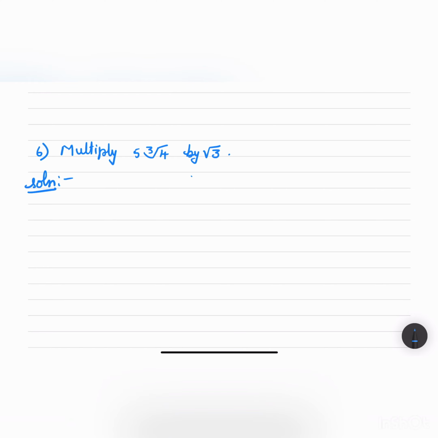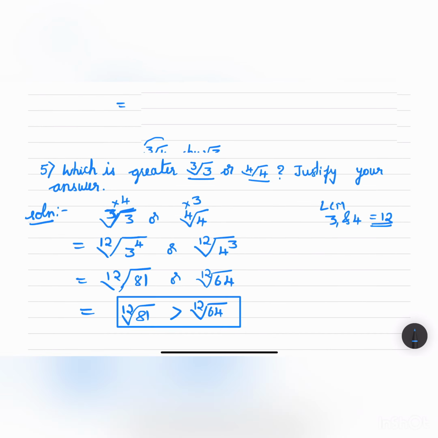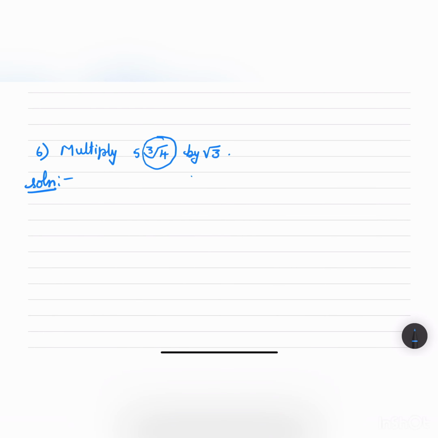Multiply 5 into cube root of 4 and square root of 3. In this case also, we have different roots: cube root of 4 and square root of 3. When we have two different kinds of roots, we cannot multiply them because they are unlike terms. So as in the previous one, we get the LCM of 3 and 2, which is 6.